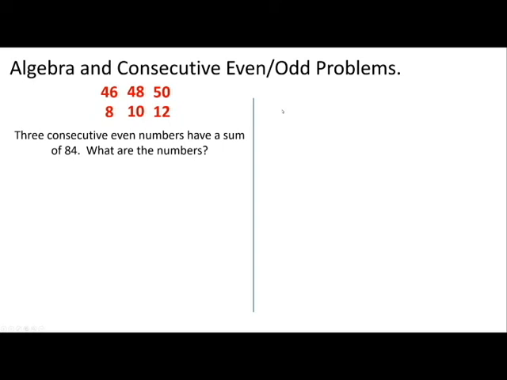So I might ask you, three consecutive even numbers have a sum of 84. What are the numbers? Could you do this one on your own? I'd recommend you pause and try. If you've already done that, go ahead and pay attention here to what I'm doing.